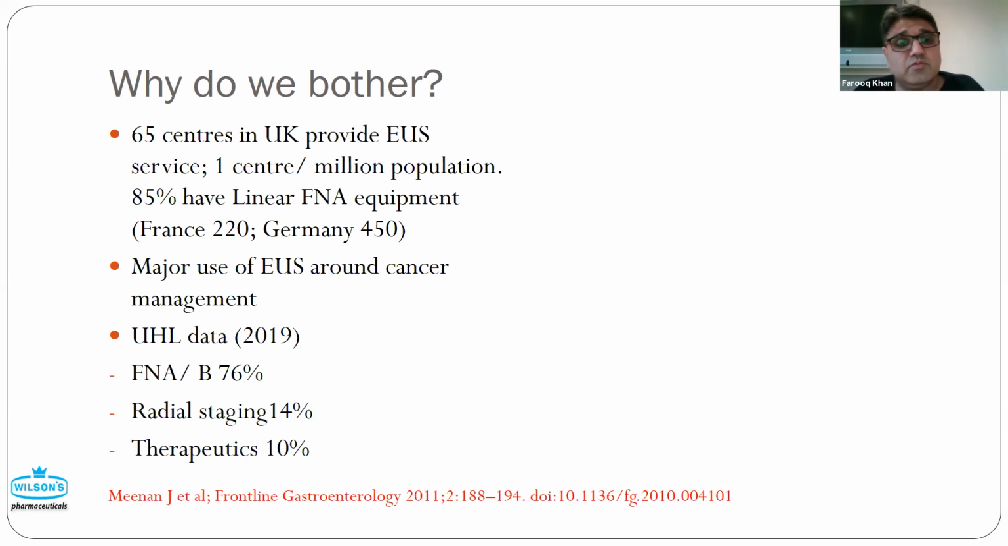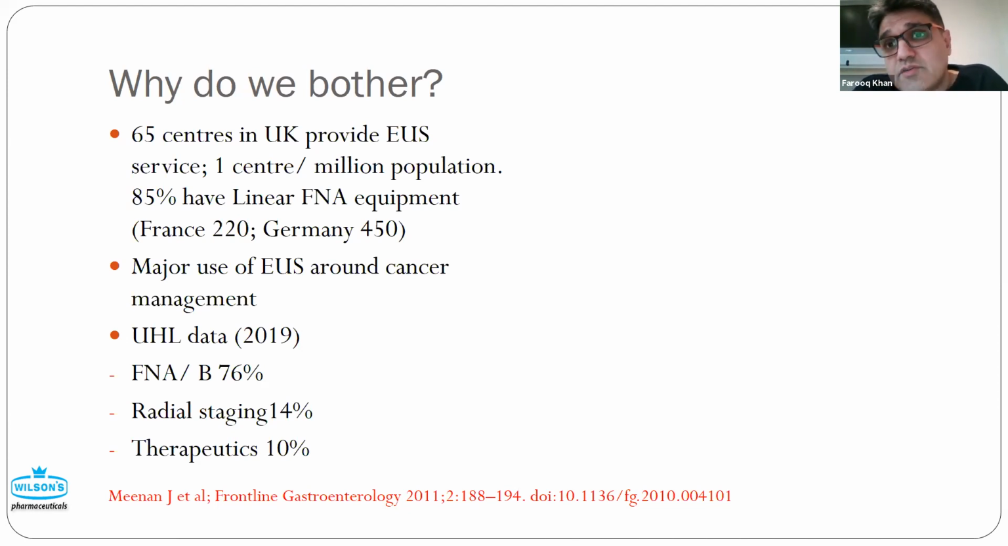And if you break it down, you will see that in a lot of these centres, the majority of EUS that is happening is linear. And the major use of EUS is around cancer management. So therefore, you and I, as gastroenterologists who do EUS, will be asked time and time again to assess the lesion and to take a sample, by and large. UHL, where I work, University Hospital of Leicester, from last year's data, 76% of our EUSs were FNA and FNB. As Dr. Ghias said, 70 to 80% of EUSs that get done are largely linear EUS.